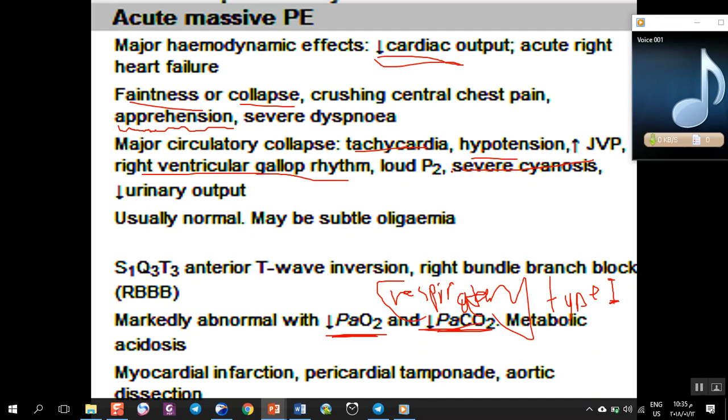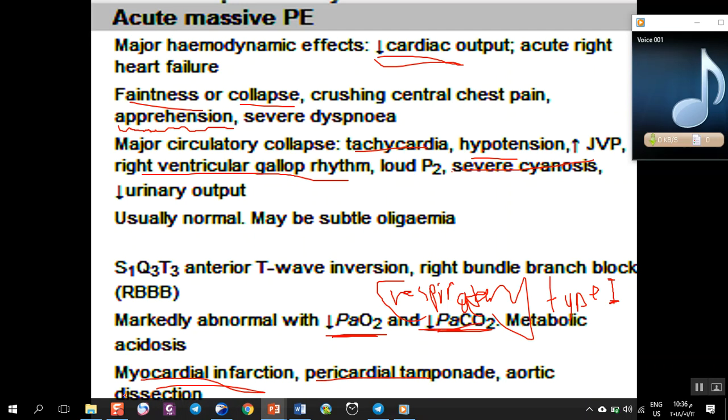Causing hypoxia. In type 2 respiratory failure, the name is hypoxia. Like in type 1, hypocapnia; type 2, hypercapnia. So in blood analysis in case of embolism, we have hypoxia and hypocapnia. Differential: this is the major condition causing it. Major condition, you have MI.